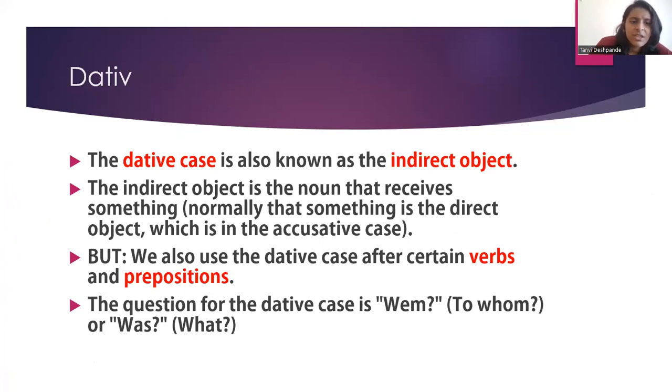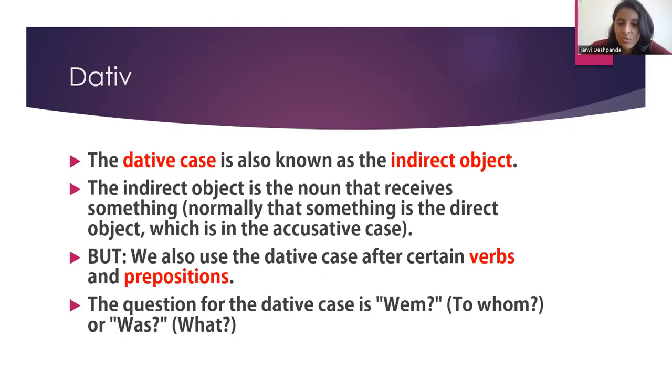Dative. So the dative case is known as the indirect object. The indirect object is the noun that receives something. Generally, when something is received, it is in the accusative case, that is the direct object. But we'll see how the dative case works with an example. Similarly to accusative, for dative we also use verbs and prepositions. And the questions for dative are wem and was.